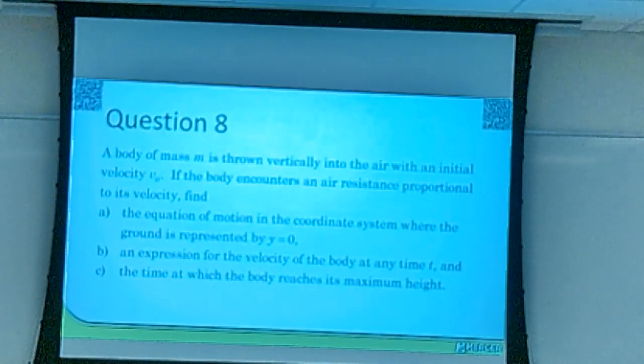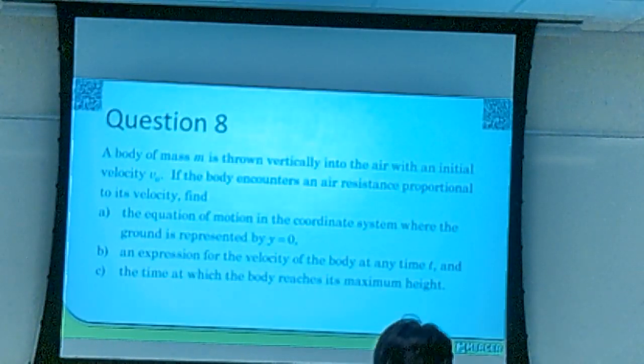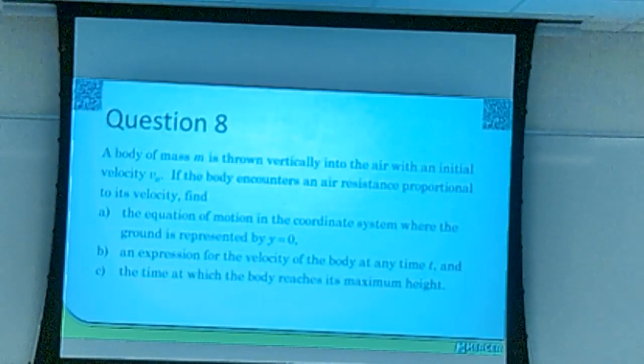A body of mass m is thrown vertically into the air with an initial velocity of v naught. If the body encounters an air resistance proportional to its velocity, we want to find first the equation of motion in the coordinate system where the ground is represented by y equals 0, an expression for the velocity of the body at time t, and the time at which it takes the body to reach maximum height.